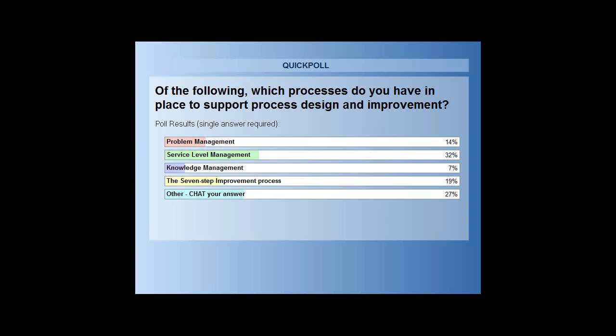Coming in next is other, chat your answer, and most of those chats, although not all, were none. Then we've got 19% 7-step, which is a higher number than I thought we were going to see. 14 is problem, and 7% is knowledge. But some of that 19% might have come in when I said Six Sigma, because if you've got Six Sigma, I'll give that to you.